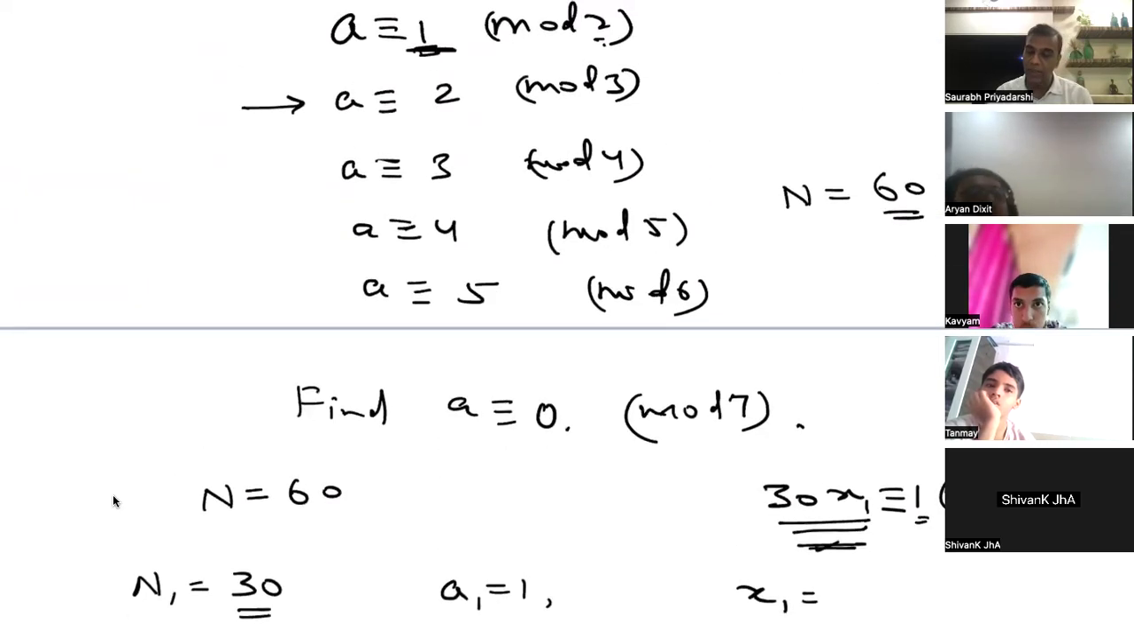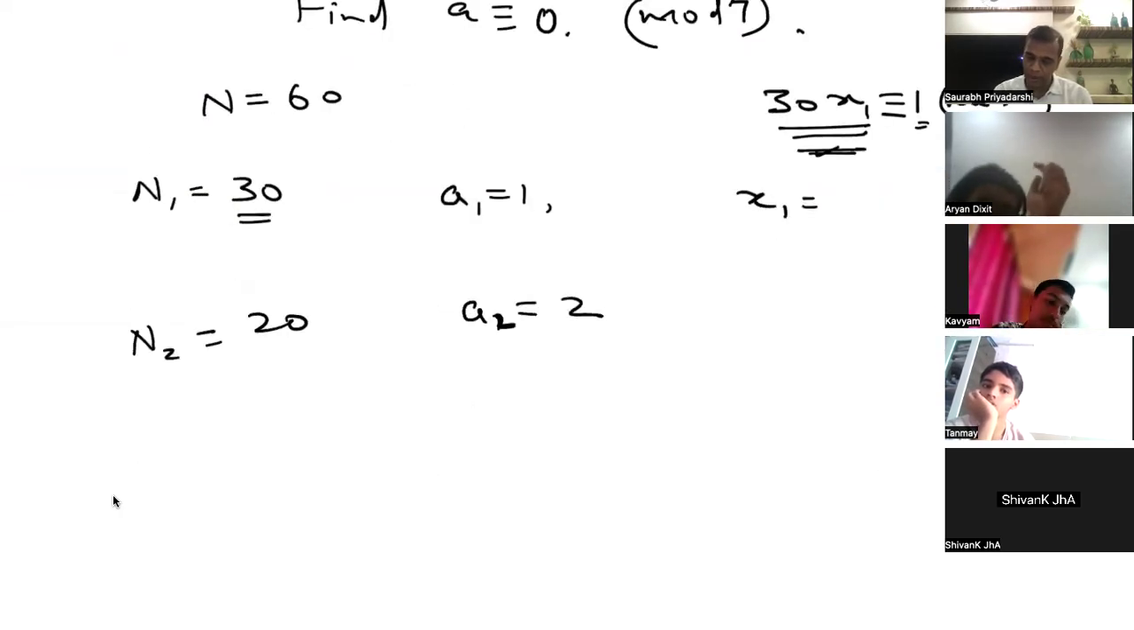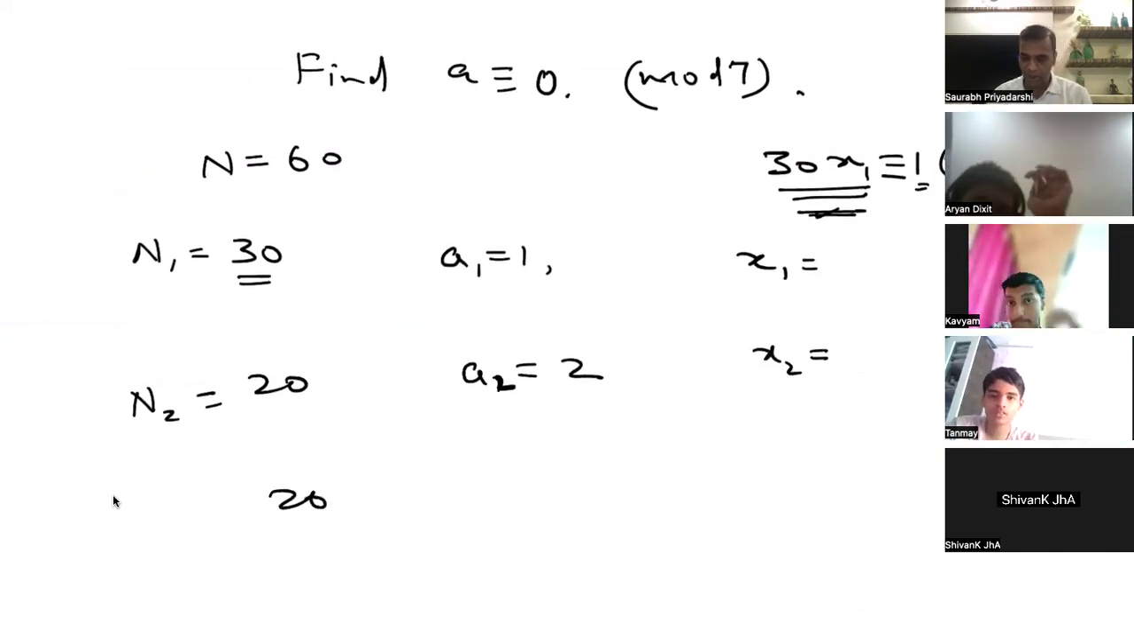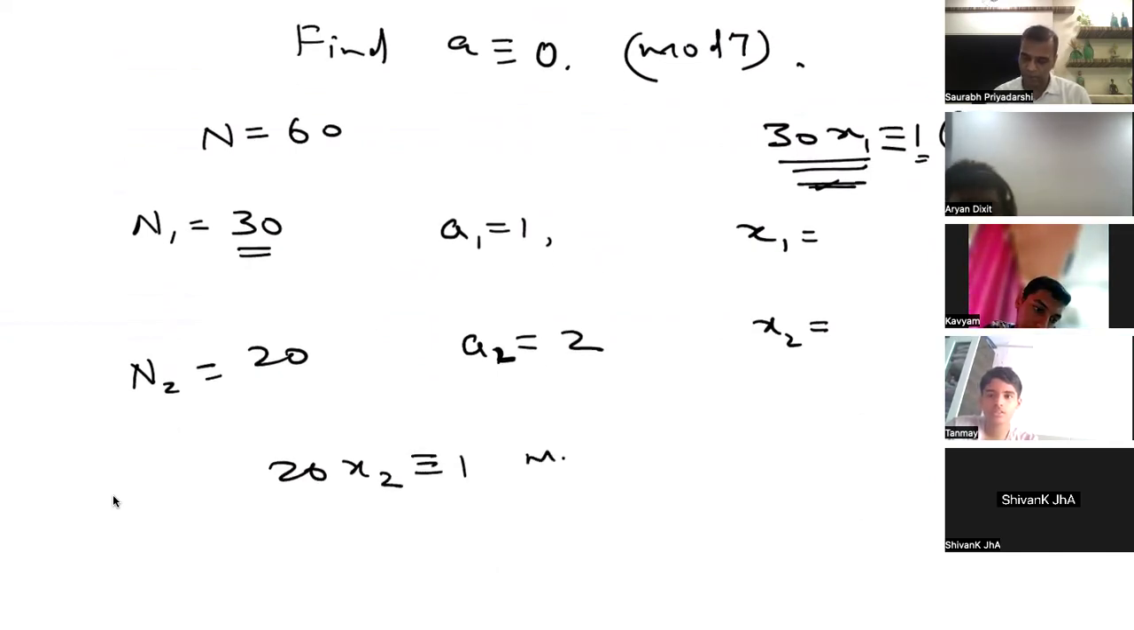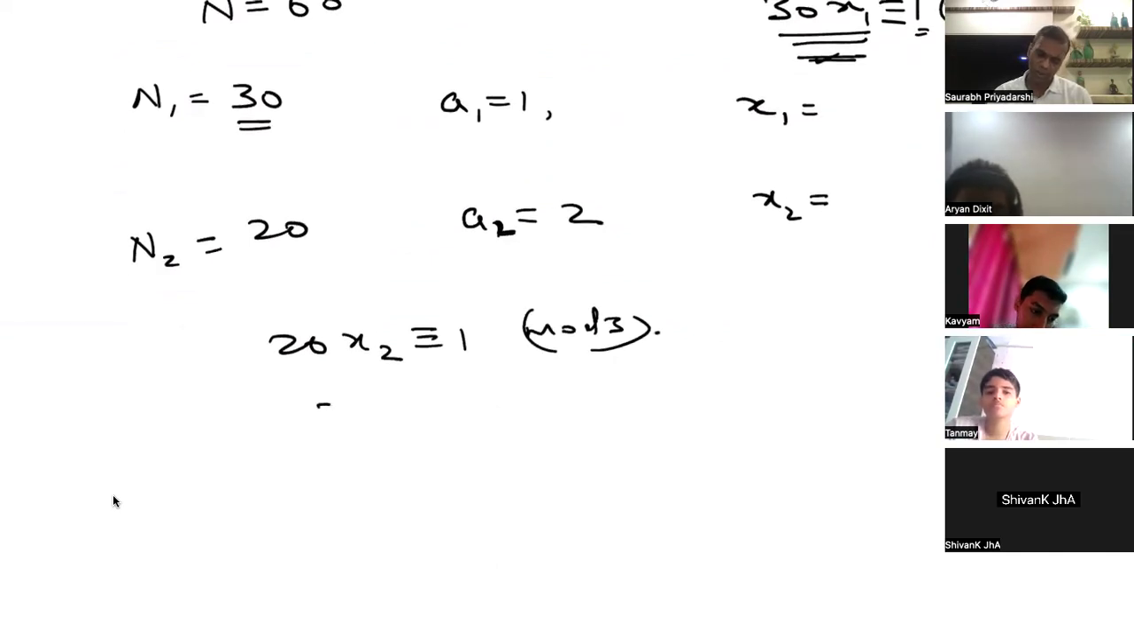Again, N2 is equal to what? When I'm dividing 60 by 3, what I'm getting is 20. A1, sorry, A2. What is A2 given in this case? It is 2. What is X2 in this case? Means 20 into X2 congruent to 1 mod 3, right? So this is 2x2 congruent to 1 mod 3.